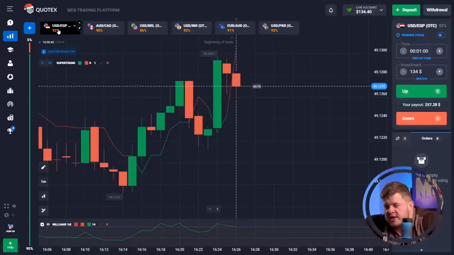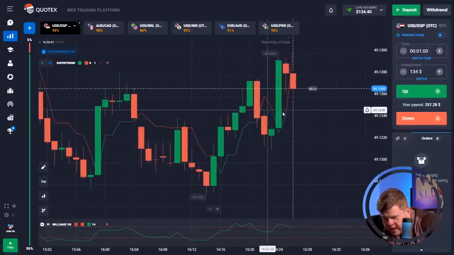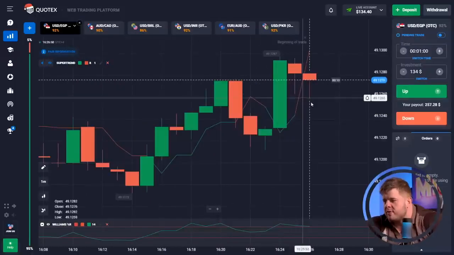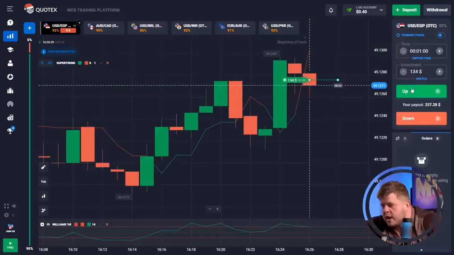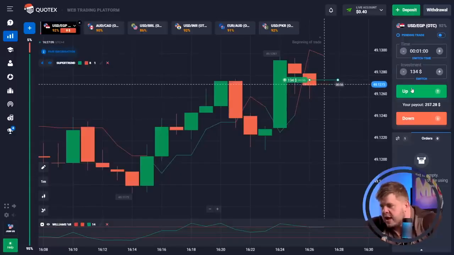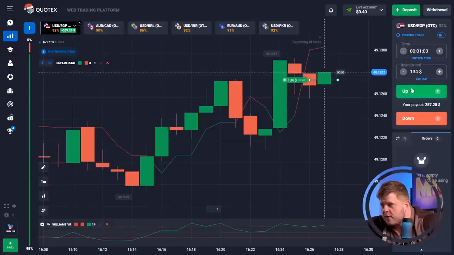Today I'm using just two indicators, Super Trend together with Williams Oscillator, one of my favorite ones. So let's open the first trade. According to the first trade, you can clearly see that we have a very strong bullish candle, and now we're expecting the continuation of the current growth. That's why we have opened a buy position here with an investment of $134.